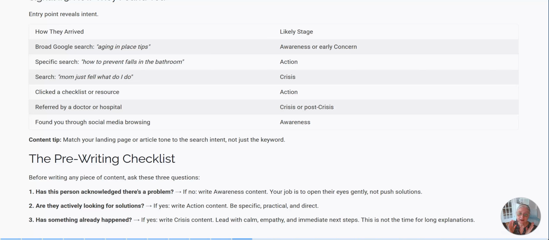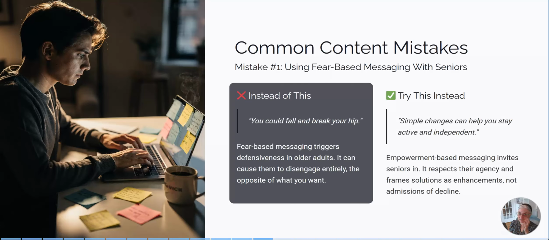All right. Number 3, has something already happened? If yes, then write crisis content. Lead with calm, empathetic, and next steps. Okay, let's take a step back. Let's breathe. This is what you need to do. List 1, list 2, list 3. It's not time for long explanations. They don't have time for that. They're too emotional at this stage. Believe me, crisis stage is very emotional.